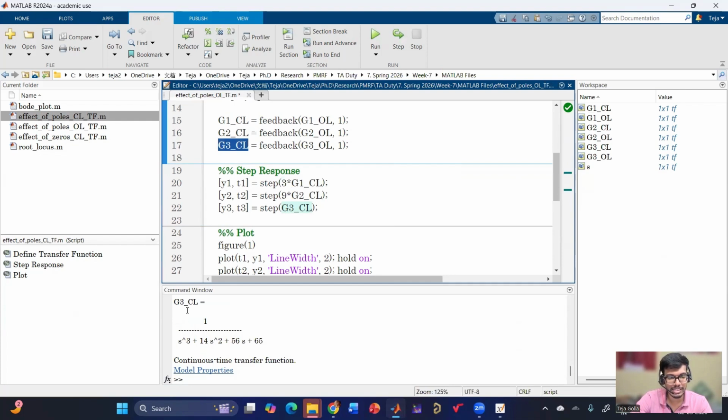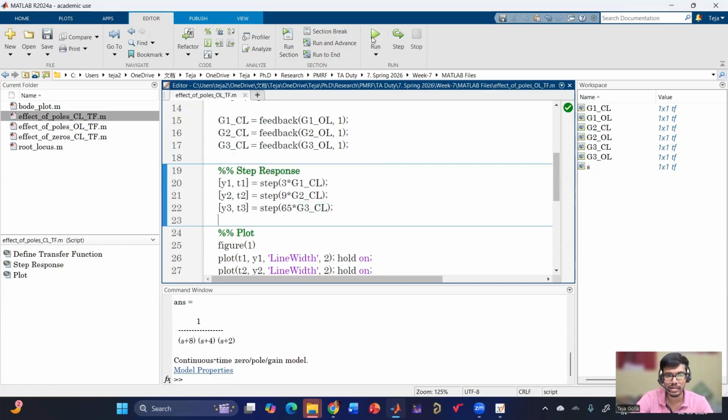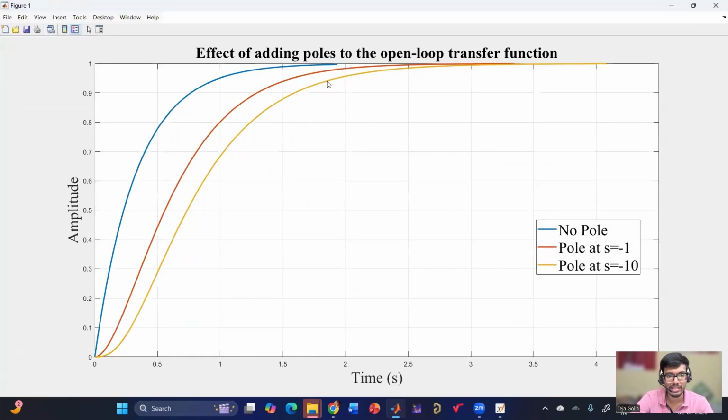So if I calculate G3CL, it is having 65. So let us put that 65 gain. Okay. And then now the DC gain is 1. So all will be settling at 1. So as you can see, everything is settling at 1 because we have adjusted the DC gain.